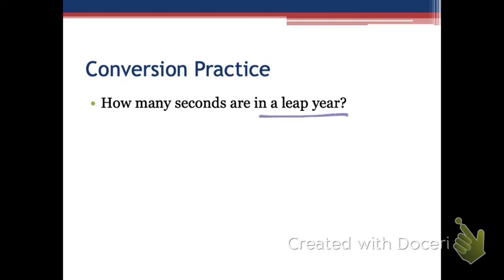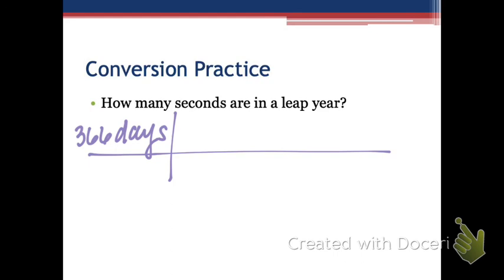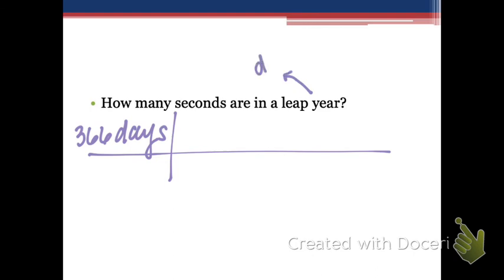So 366. That's what I'm starting with, right? I'm not starting with seconds. I'm starting with a leap year. And we said a leap year is 366 days. Right? 24 hours in a day. Okay, so let's think through this. What's my path to go from days to seconds? Do 60 times 24, and then you get that. No. You're on the right track, but just think about this.